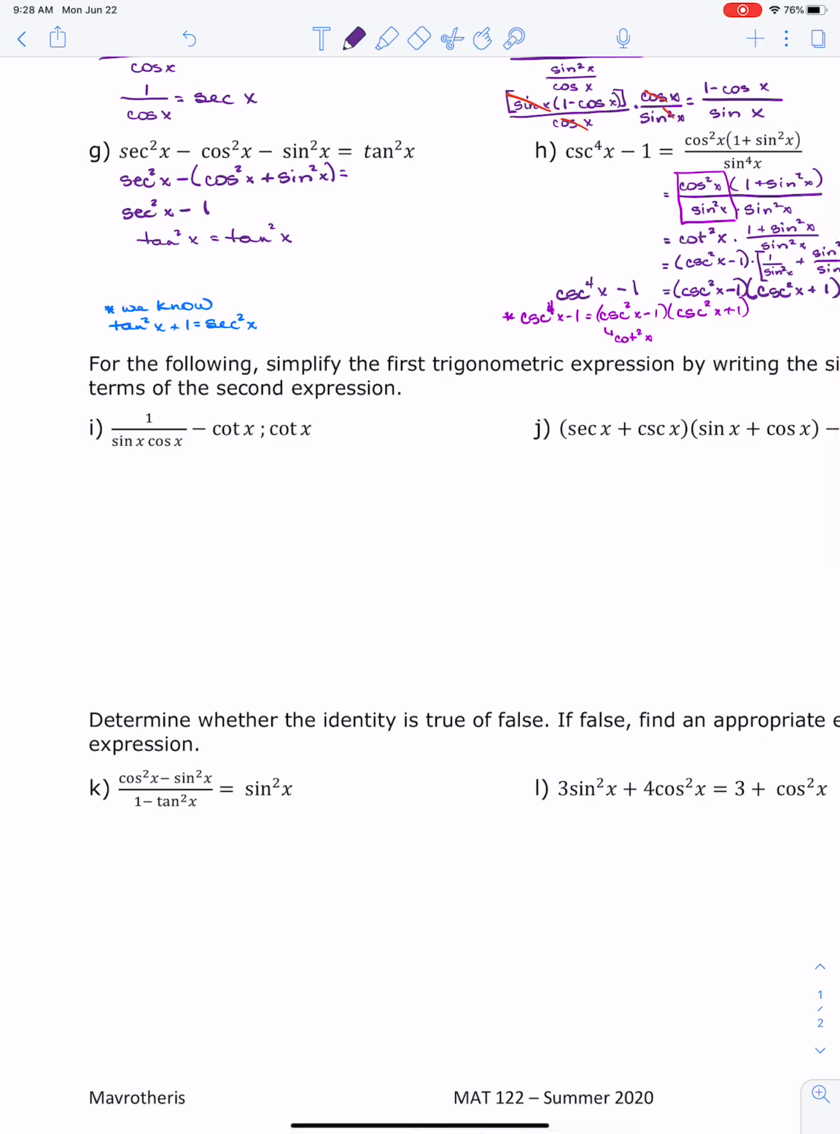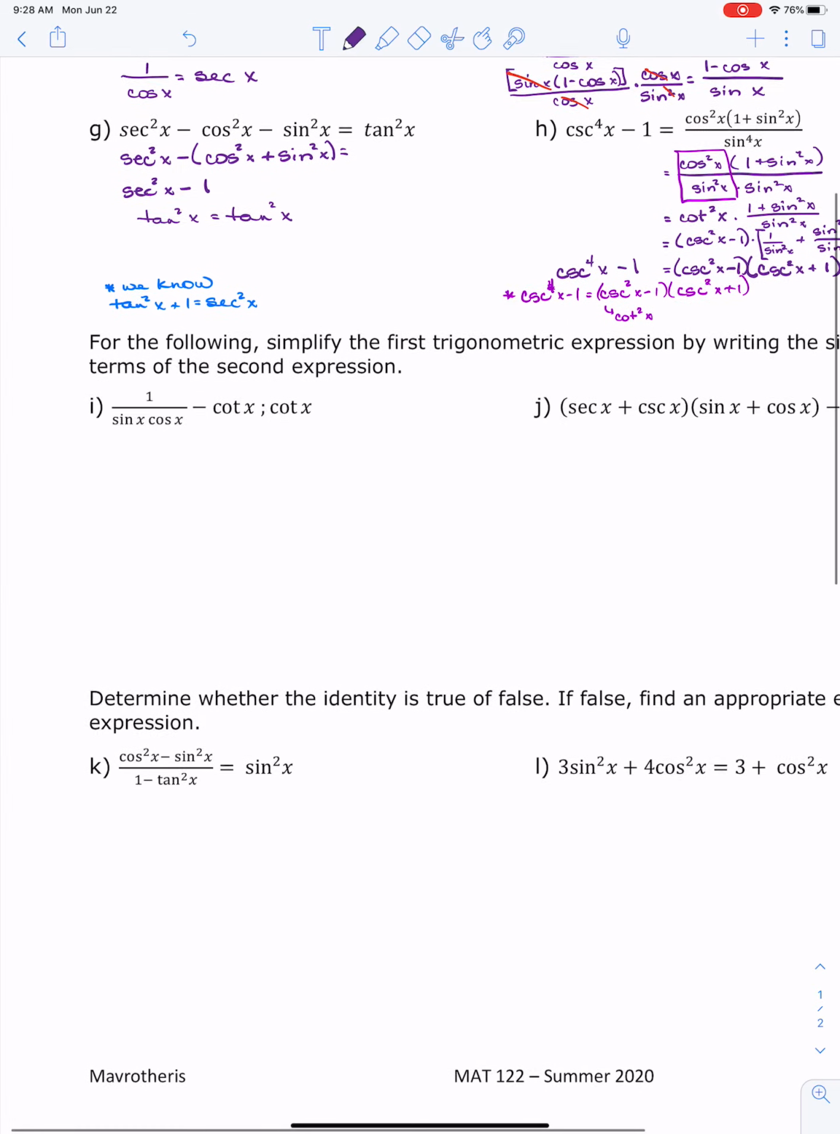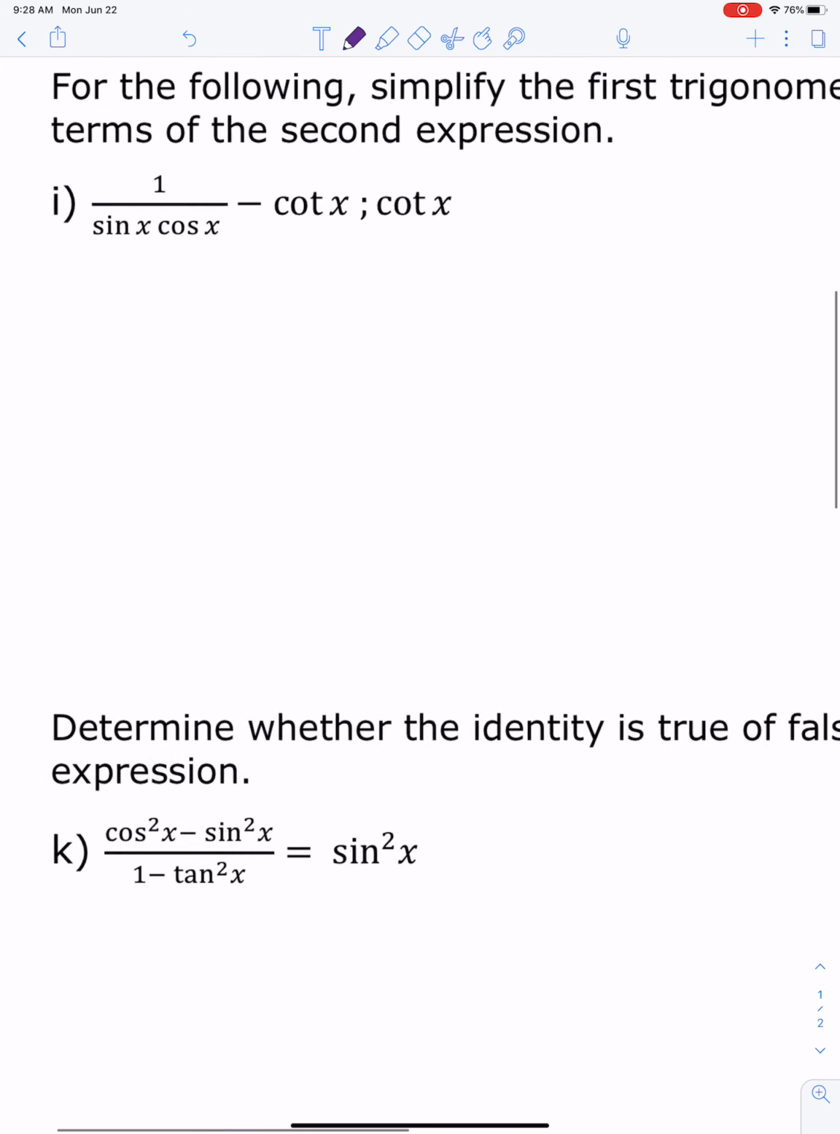So I and J look a little different. We're being asked to simplify the first expression by writing it in terms of the second expression. Now, on I, and I will tell you the first time I went through this, I'm like, cool, I already have a cotangent squared x. I'm going to leave that alone. But then I got really hung up in what to do with 1 over the sine x cosine x.